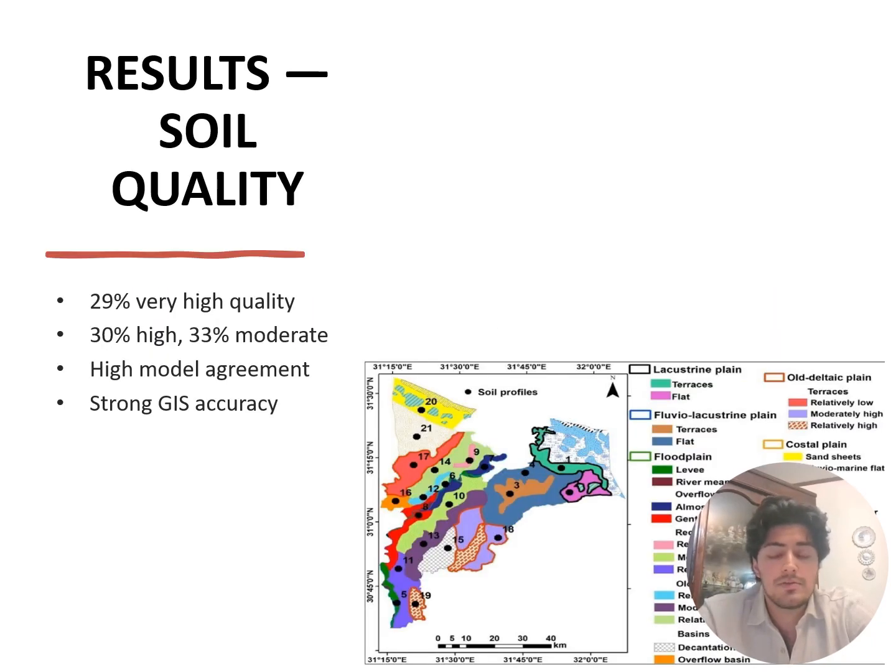Talking about results on soil quality, they showed us that about 29% of the land had very high soil quality, while the rest ranged from high to moderate and low quality. The proposed model demonstrated high accuracy and strong agreement with traditional methods.